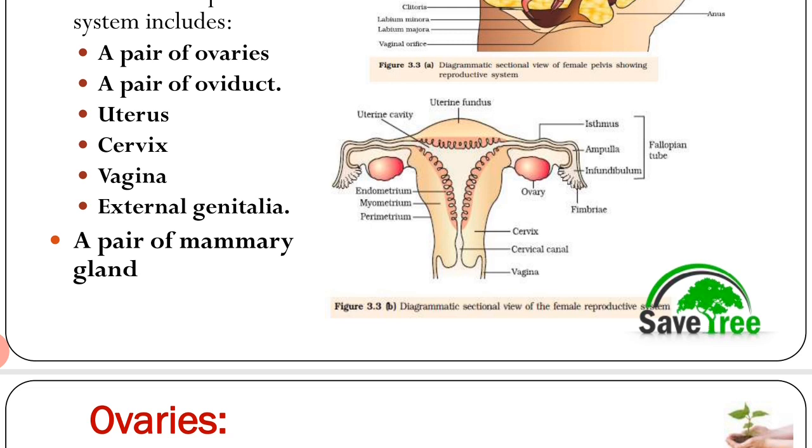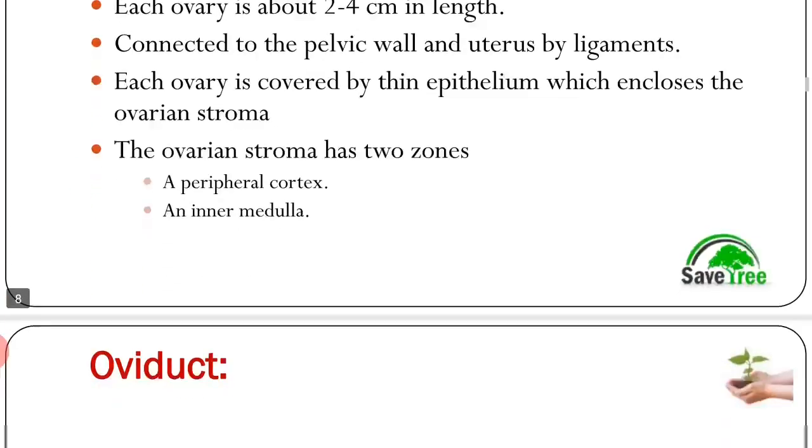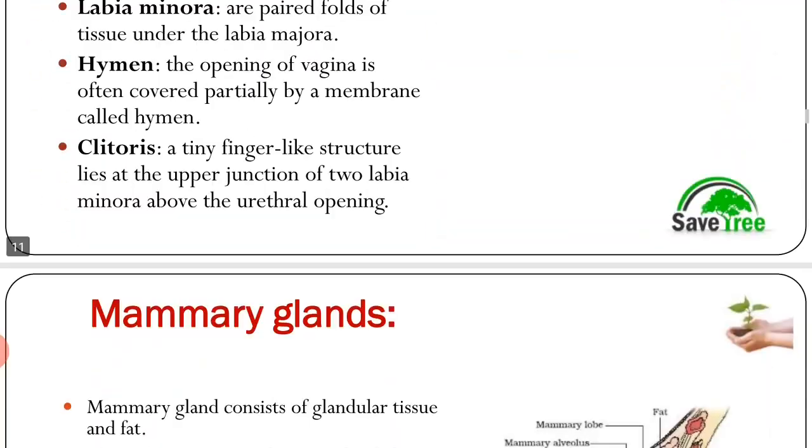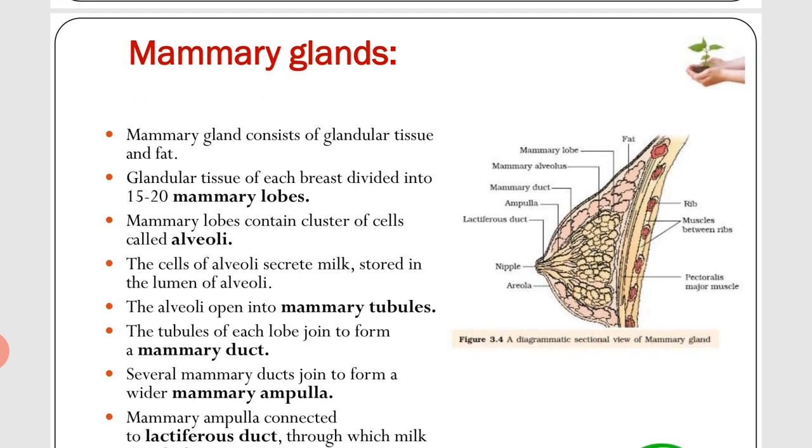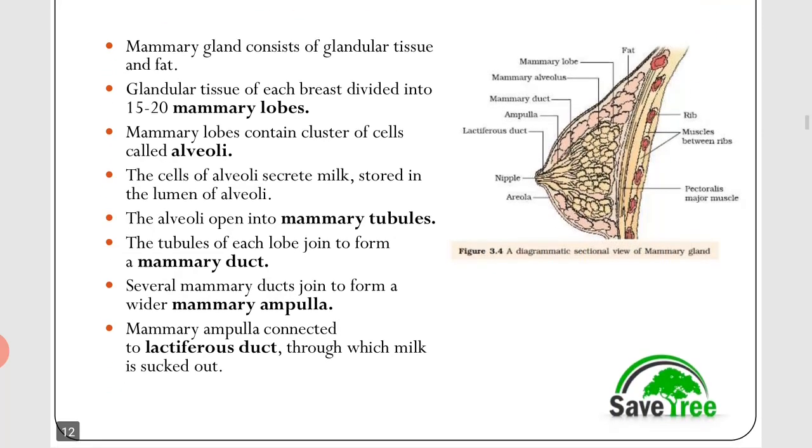The next part we will move on to is gametogenesis. What do you mean by gametogenesis? The name itself indicates it is the process of formation of gametes within the primary sex organs, which may be either the testes or the ovaries. Once again I'll repeat, gametogenesis is a process of formation of gametes within the primary sex organs, either the testes or the ovaries.